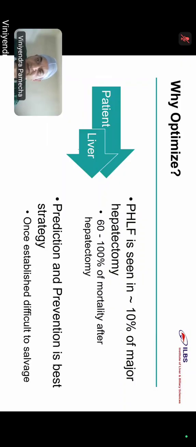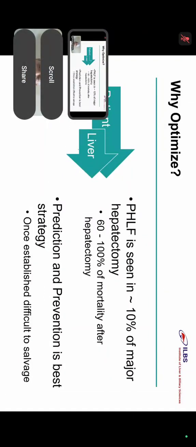Post-hepatectomy liver failure is the crux of the thing. It is seen in 10% of major hepatectomies, and this is the major cause of mortality: 60 to 100% of mortality after hepatectomy.